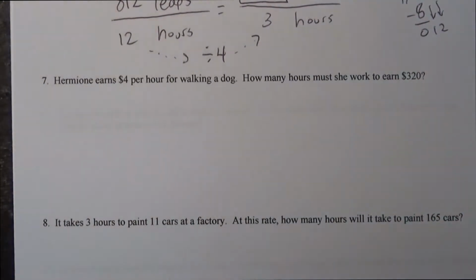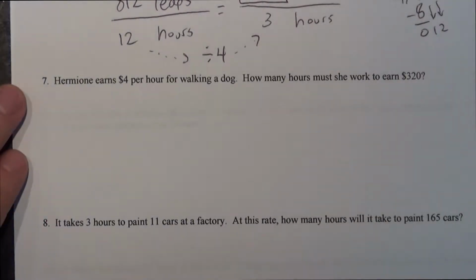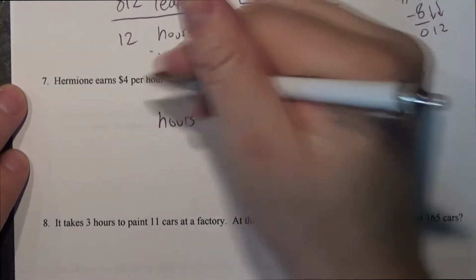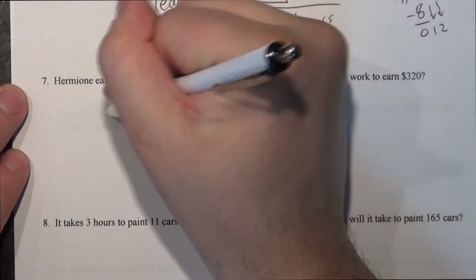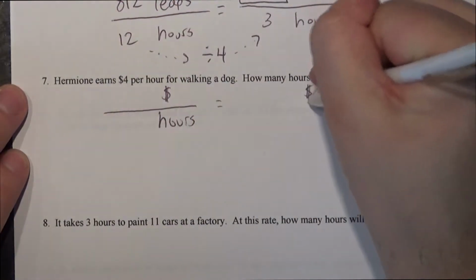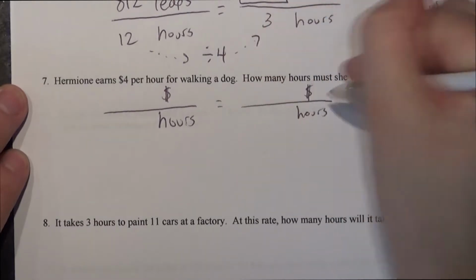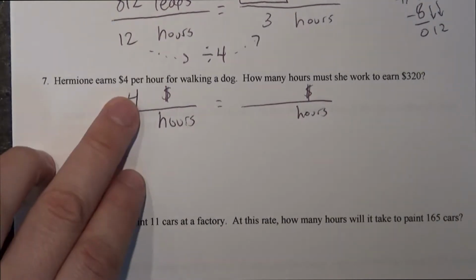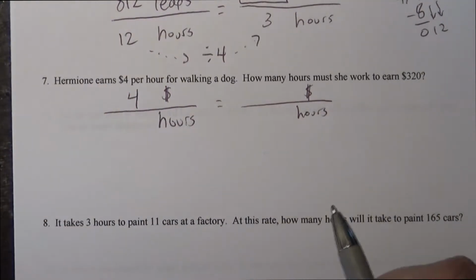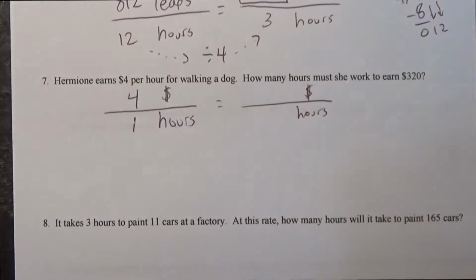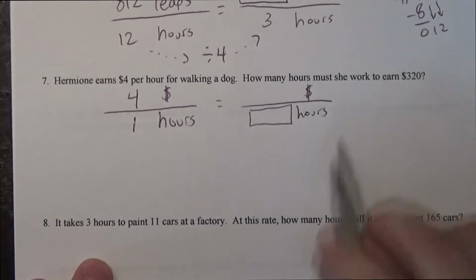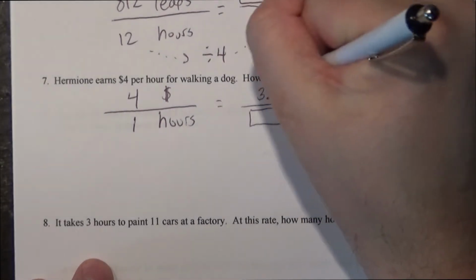Hermione, is that her name? Earns $4 per hour for walking a dog. How many hours must she work to earn $320? Well, let me make my ratio. This will be dollars to hours. All right, so I know she makes $4 per hour. Some people get confused by this, but think about it. $4 per hour. It doesn't have a number there, but we know per hour, that's 1 hour. So if we want to know how many hours she needs to work, this is my box I'm going to fill in to earn $320, right?